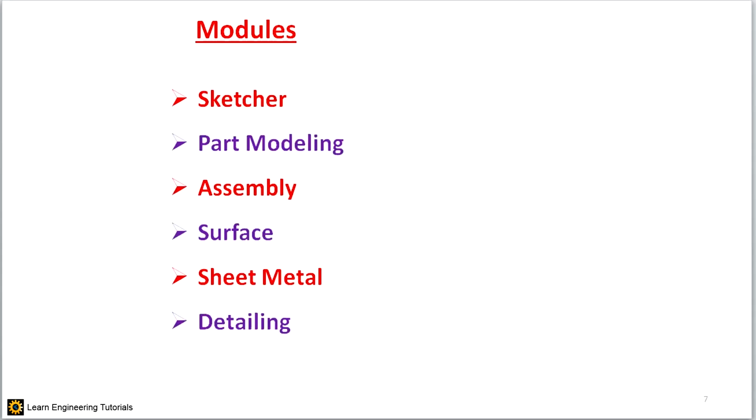These are the different modules in Creo software. Sketcher means 2D modeling, 2D designing. Part modeling means 3D. Assembly means different joining of the parts. Surface modeling, sheet metal and detailing means drafting. These are the different modules in Creo element.